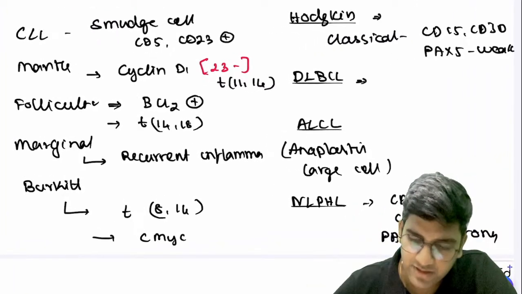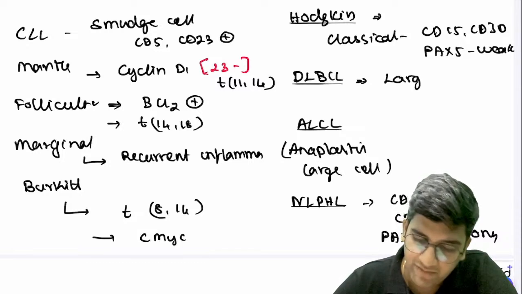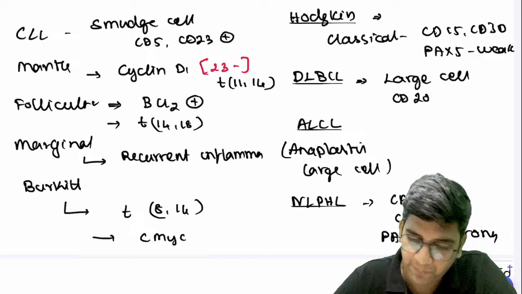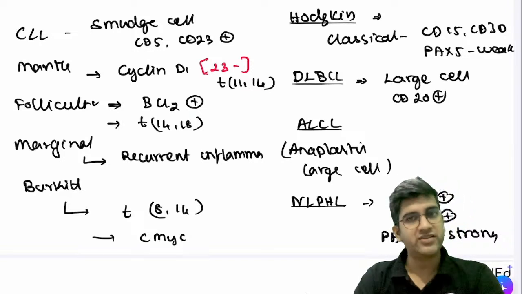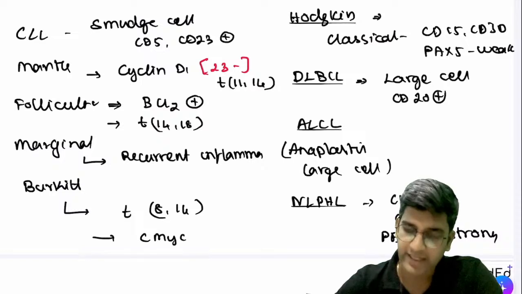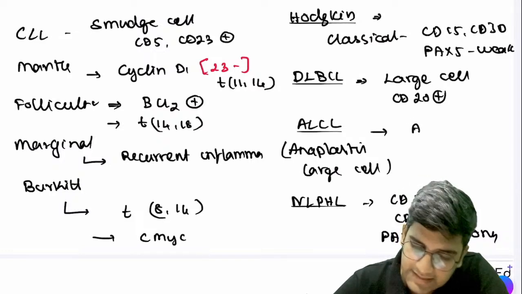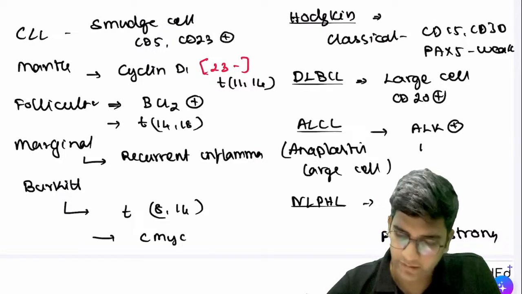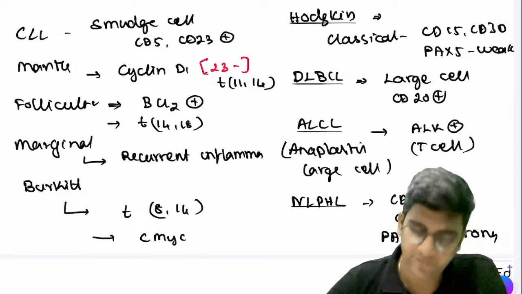DLBCL: the clue here is that microscopy will show large cells. It will not be small cells, but they are CD20 positive. CD20 positive large cell, DLBCL, diffuse large B-cell lymphoma, right? ALCL: it's ALK positive. ALK is anaplastic lymphoma kinase, positive in anaplastic large cell lymphoma, right? It's a T cell lymphoma. It's not a B cell lymphoma, it's a T cell lymphoma, fine?